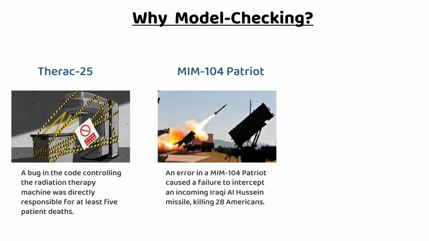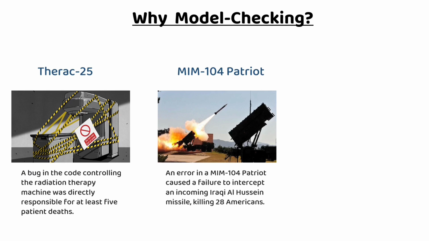The next example is about the MIM-104 Patriot. It is a surface-to-air missile system which was used by the army to intercept any incoming missile attack. On February 25, 1991, an Iraqi Al-Hussein missile hit the barracks in Saudi Arabia, killing 28 soldiers from the US Army. Investigation revealed this happened due to a software bug in the system's handling of timestamps.